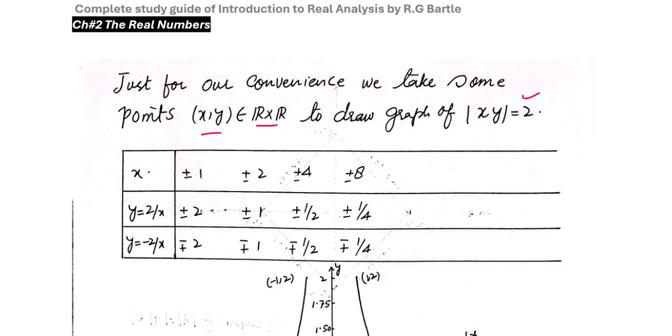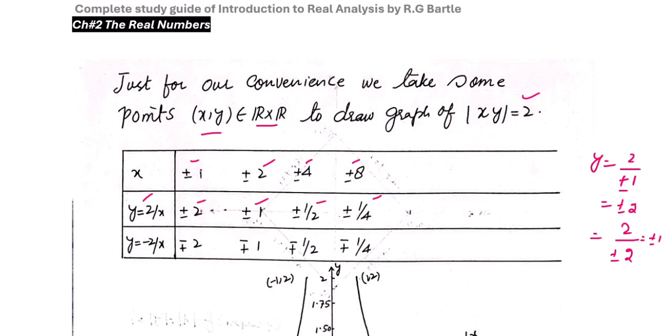I am taking here 8 points, x is equal to plus minus 1, plus minus 2, plus minus 4, plus minus 8. By substituting these values of x in the first branch, y is equal to 2 by x, when you put x is equal to plus minus 1 here, this gives y is equal to plus minus 2. Similarly, when you put x is equal to plus minus 2 here, this gives your y is equal to plus minus 1. And similarly, you can evaluate all other points.